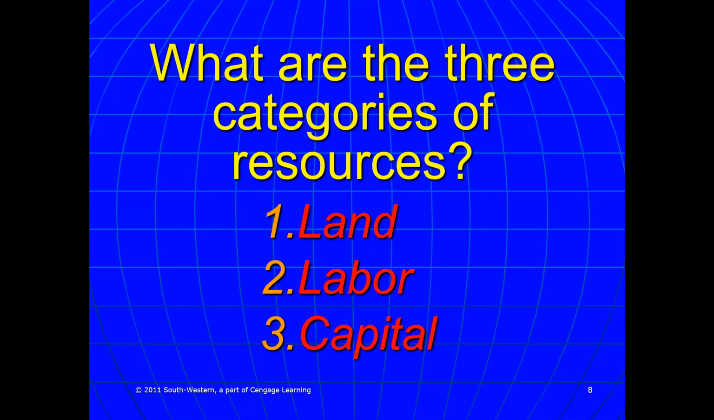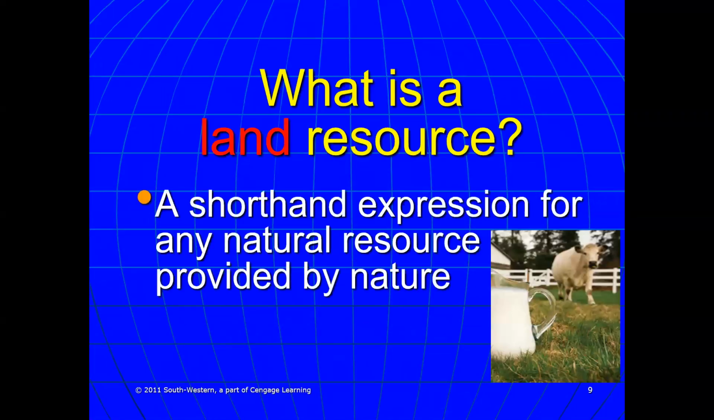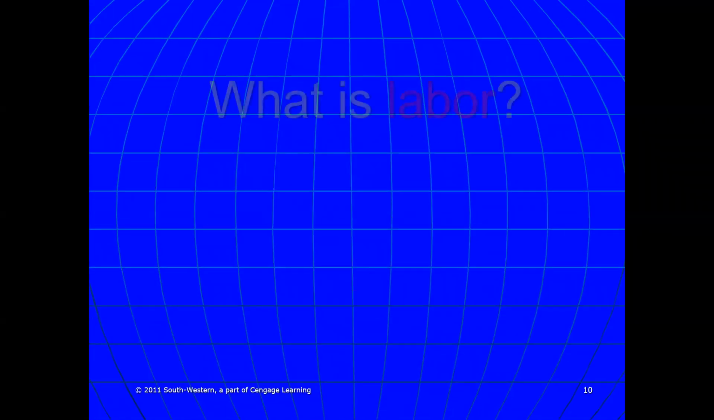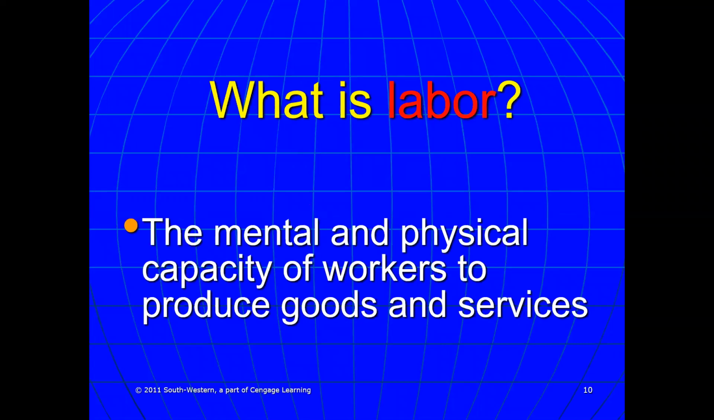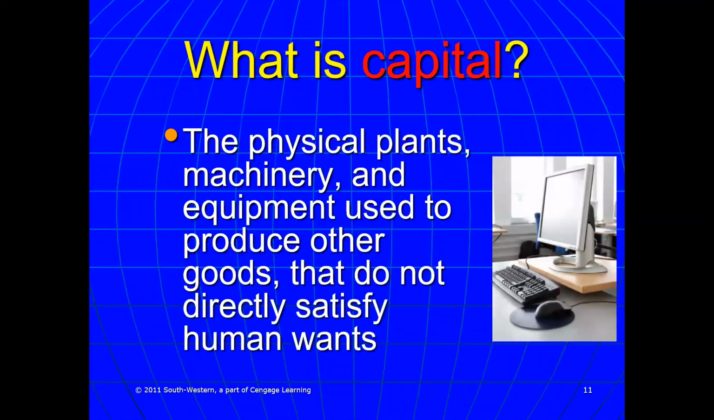There are 3 categories of resources. These are sometimes called factors of production. In other books, land, labor, and capital. So land, any natural resource provided by nature. So the property that you have to build your office on, for example. Labor, this is all of your workers, the physical capability, their knowledge to produce goods and services.